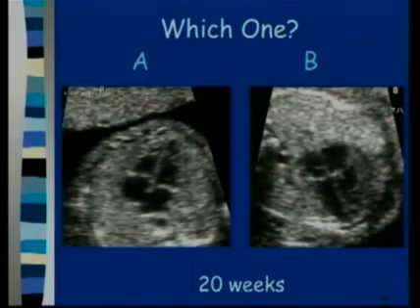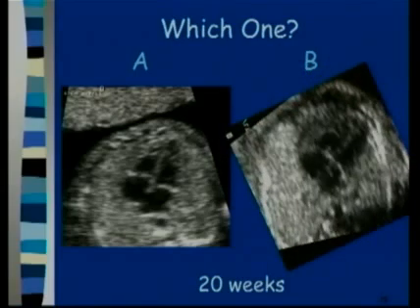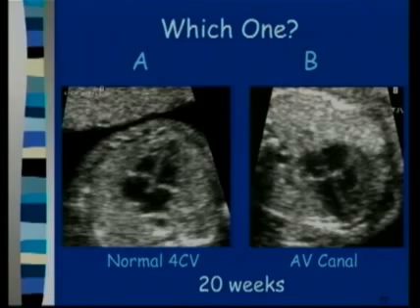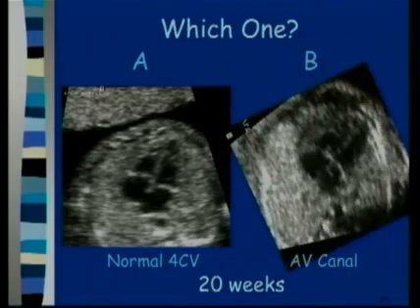Okay, these are 4-chamber heart views. And I'm going to take B and rotate it for you so it's in about the same orientation. So A turns out to be normal and B turns out to have an AV canal. And the main finding here is that the AV canal is a single valve that is at the same level, whereas in a normal 4-chamber heart, there's an offset between the two valves, the tricuspid valve and the mitral valve.